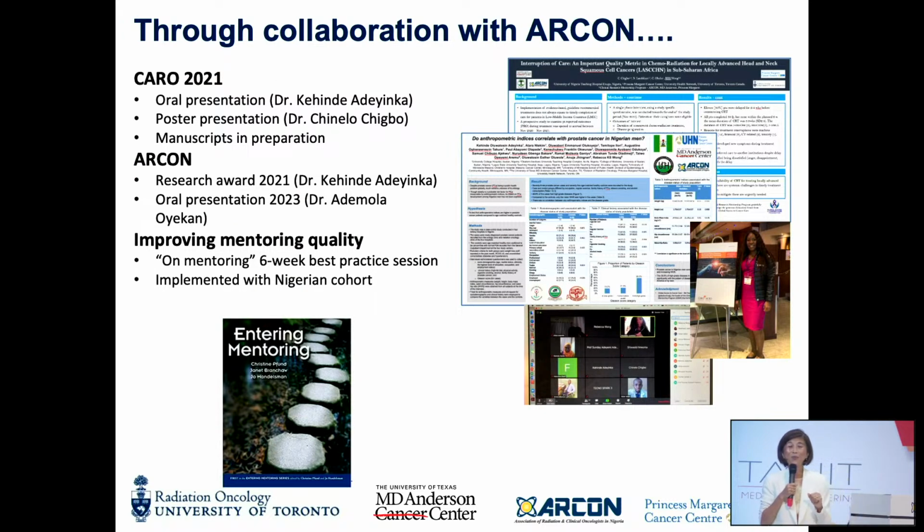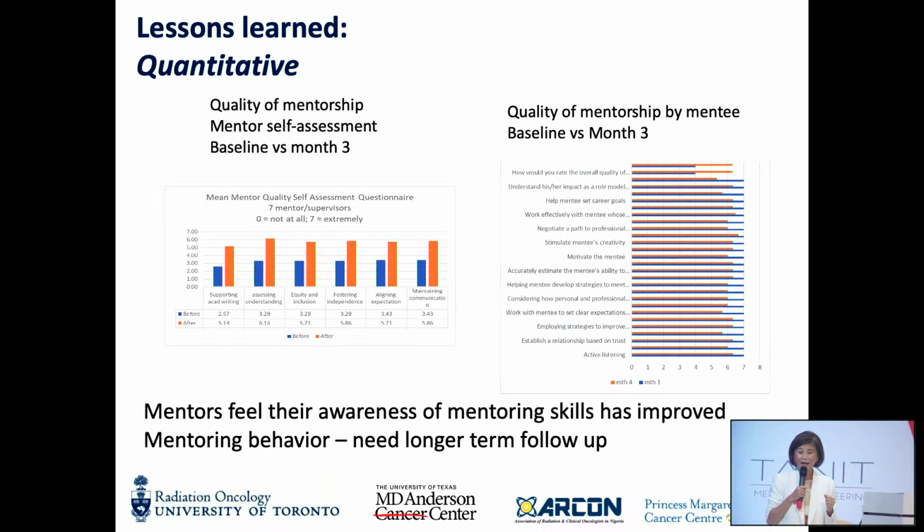Yes. But one of the important things that you did for us is that we implemented the mentoring best practice sessions. Here we borrowed an evidence-based tool and implemented it to improve the discussion about what is a good mentoring experience.